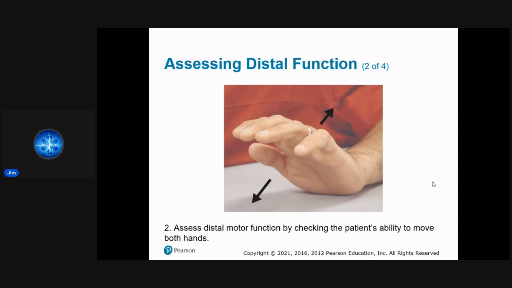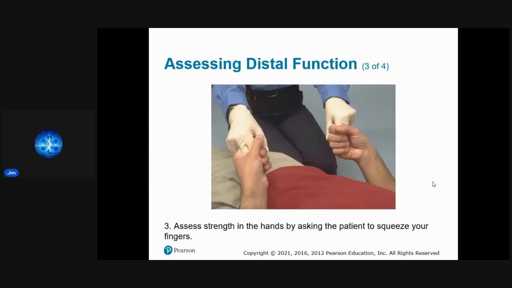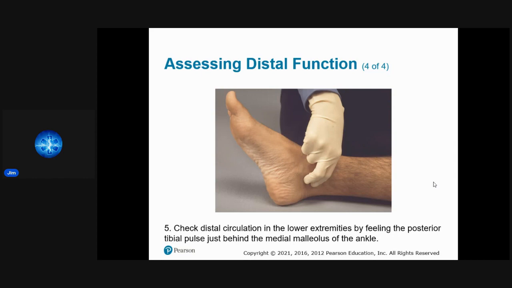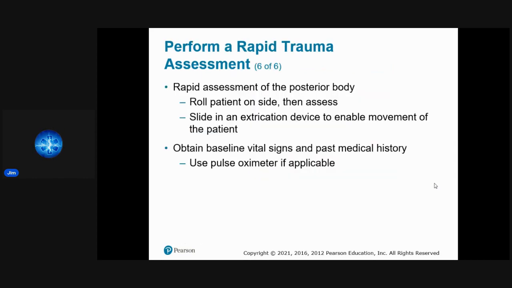This is motor function. Are they able to move their hand up and down? And test the hands by asking them to squeeze your finger, checking the strength. Checking distal circulation, lower extremities.